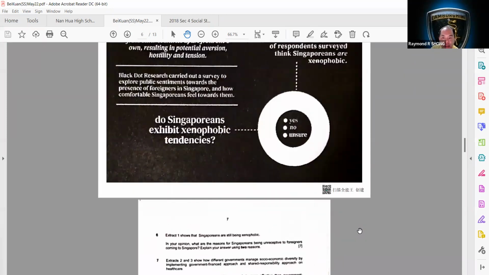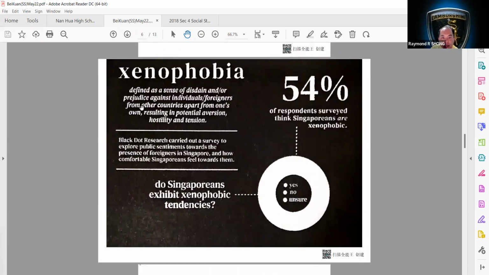This one is very good. I just teach some of my set 3 bootcamp recently. Some of them don't know what is xenophobia. So what happens if this will come out? Good luck to you. He says it's defined as a sense. But what happens if they don't give this one? Okay. Thanks, Bei-kun. Please resend your extract 1, 2, and 3 to the class.